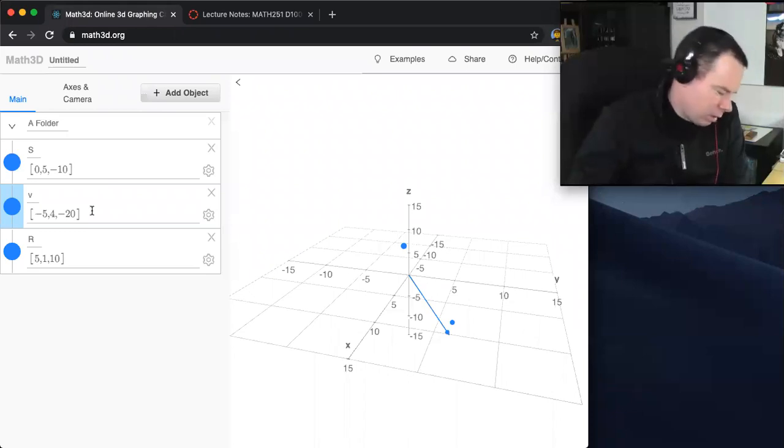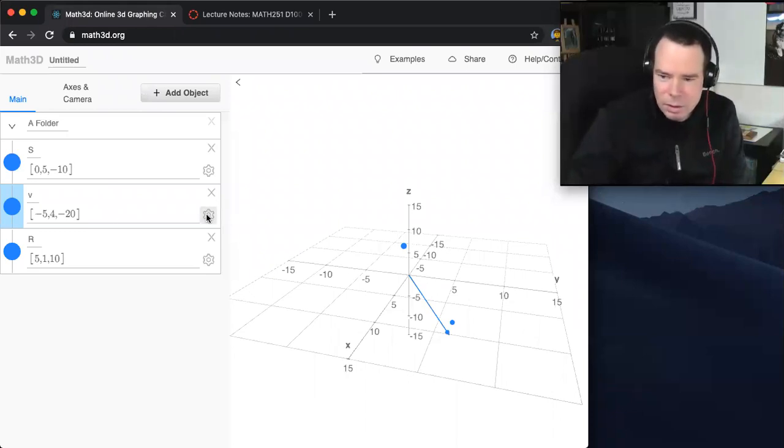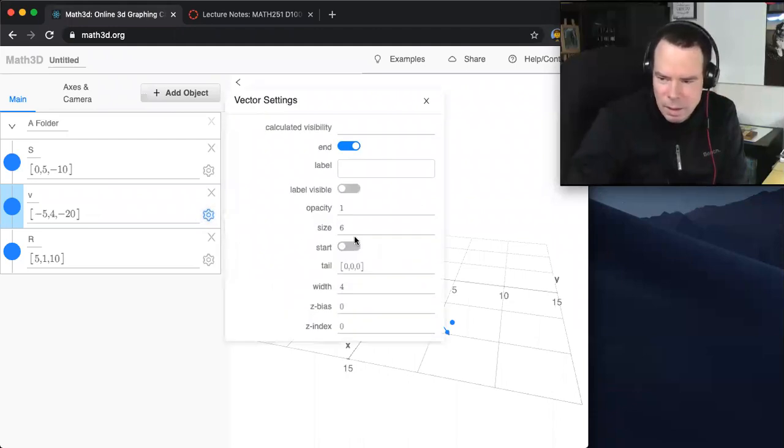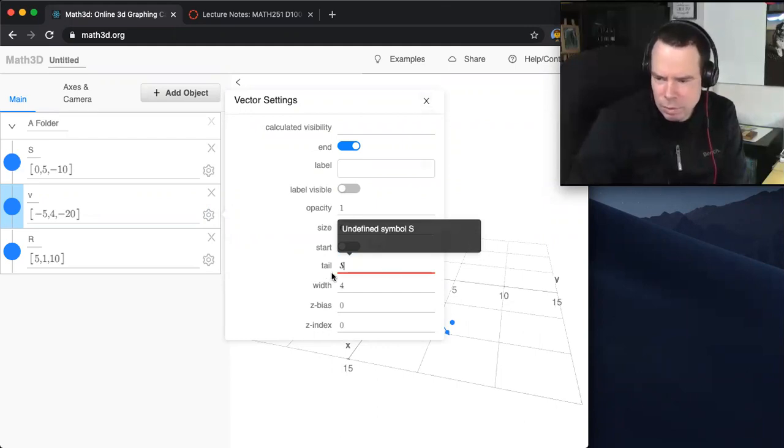I wanted it to start at R and go to S. So what I can do is go into the settings and tell it where the tail is to be. I should be able to just call it S here. Let's just see if this will work. Oh, no, it doesn't. Sorry, I wanted it at R anyway, but that didn't work.